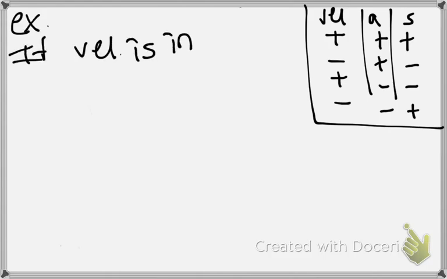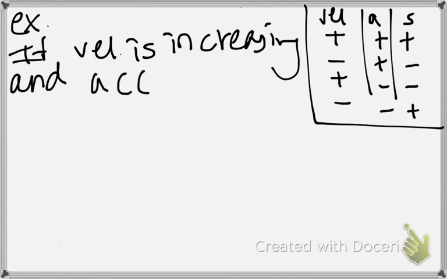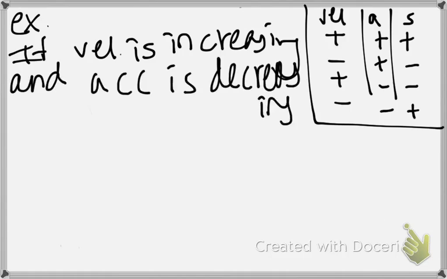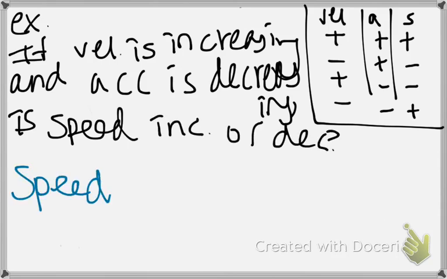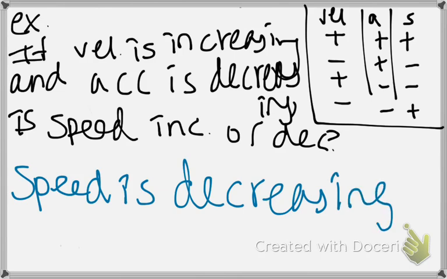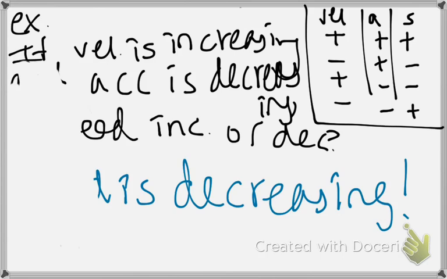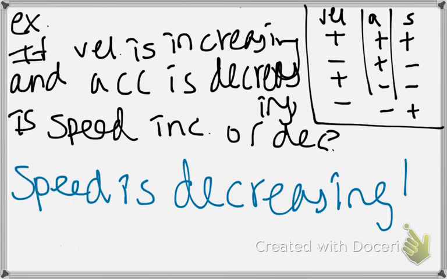So, this is the problem. If the velocity is increasing and acceleration is decreasing, is the speed increasing or decreasing? Just as I said, the speed is decreasing, because if you use the table, you just find where the acceleration is decreasing, which is in the second and third row, and where the velocity is increasing, which is in the third row, and you line it up with the speed, it is decreasing.